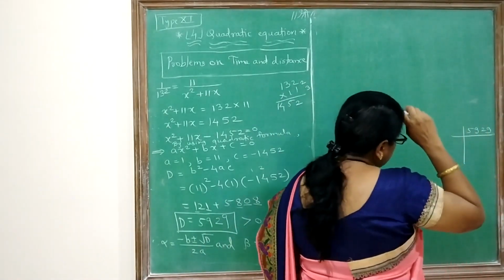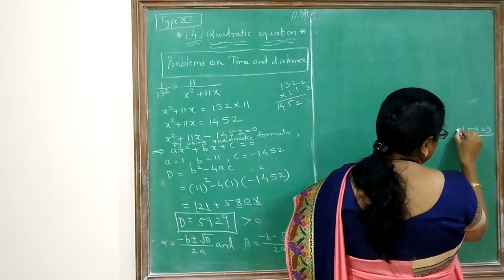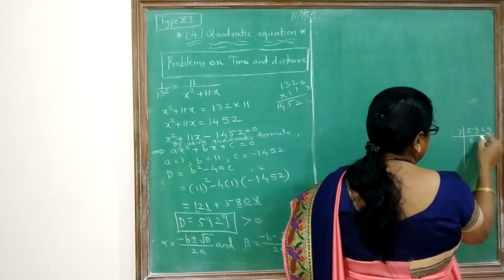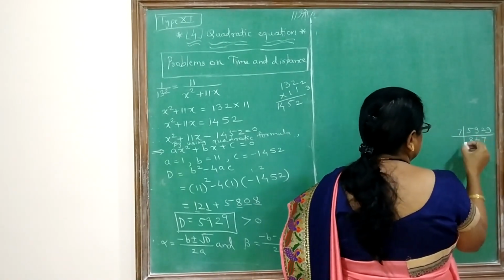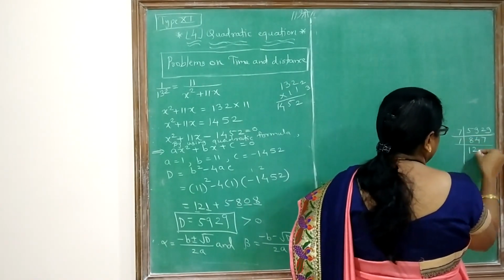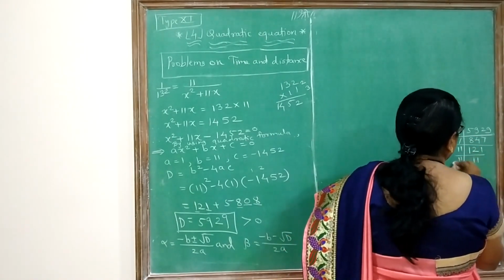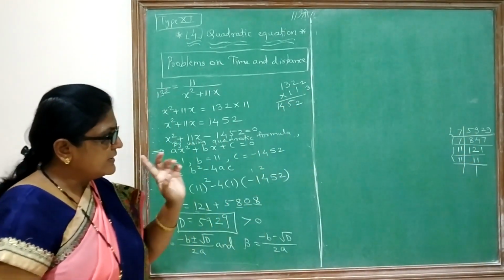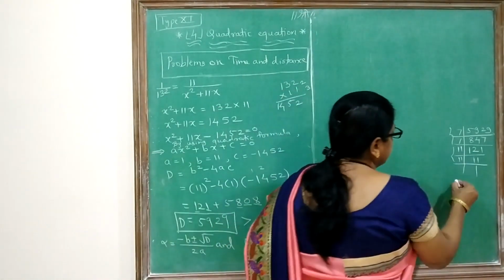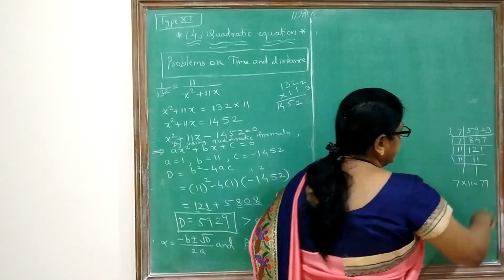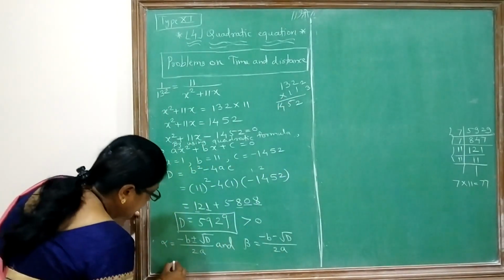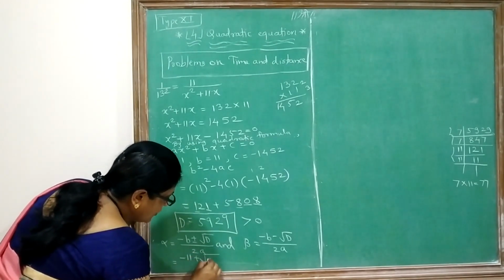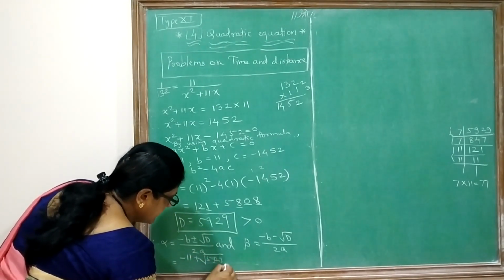Its square root is what? 7 8s are 56, then 7 4s are 32, then 7 7s are 49, then 7 1s are 7. Then 11 ones are 11. Its square root is 77, which means 7 into 11, that is 77. Here you will write minus b, which means minus 11 plus under root of 5929 divided by 2a.